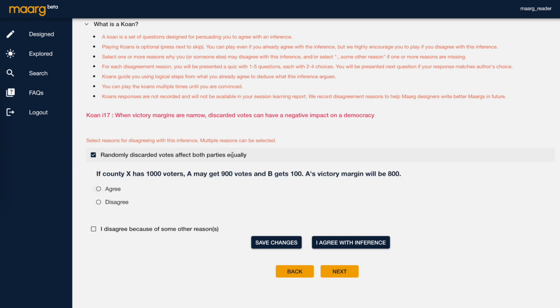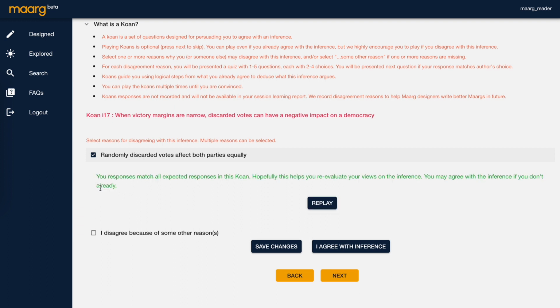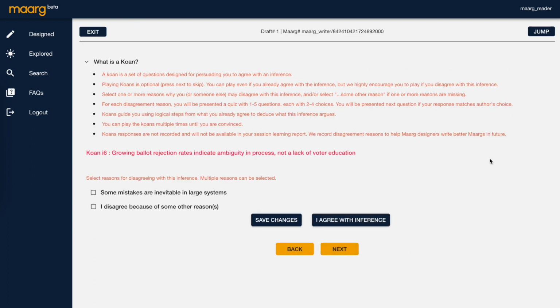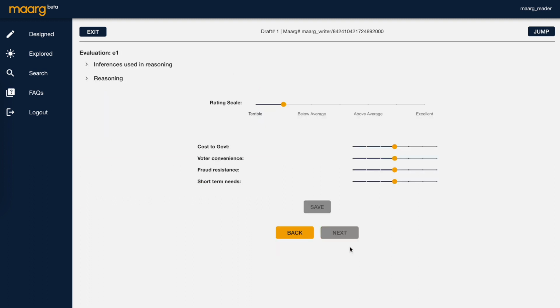So in this case, we can just continue playing the quiz by selecting something that may seem logical. And once we are done with the quiz, the author has tried to prove that the inference they have written is also correct. Once you are done, you can always replay the quiz, or you can change the inference vote to say yes, you agree. Since koans are optional, let us skip, and then we can talk about the next section of re-evaluation.